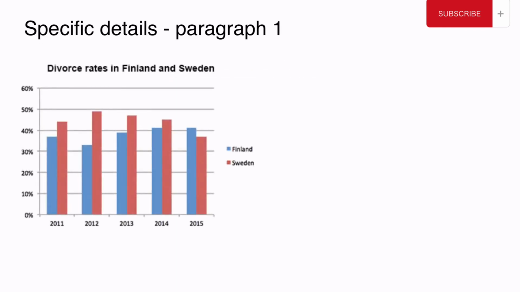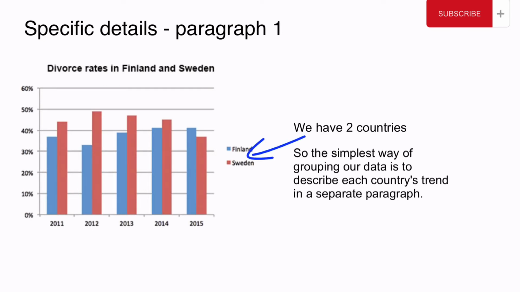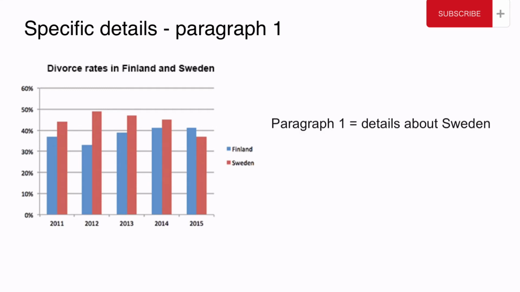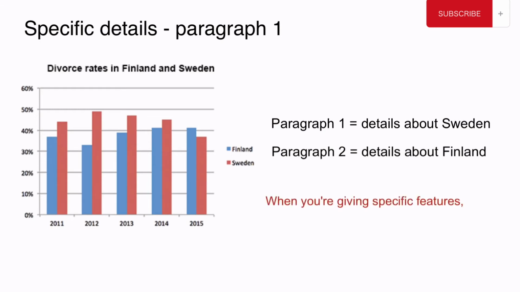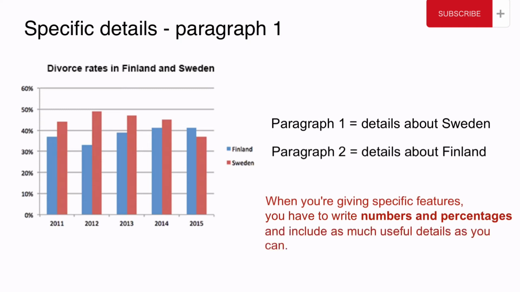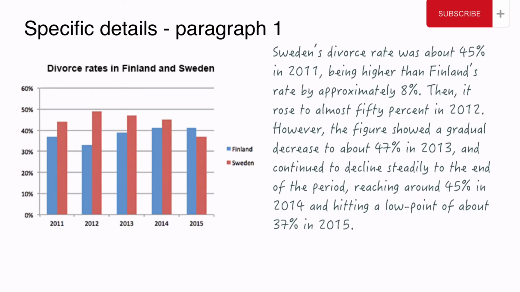Let's look at how I grouped the specific details. We have 2 countries, so the simplest way of grouping our data is to describe each country's trend in a separate paragraph. So, in paragraph 1, we will describe the details about Sweden, and in paragraph 2, we will describe the details about Finland. When you are given specific features, you have to write numbers and percentages and include as much detail as you can.